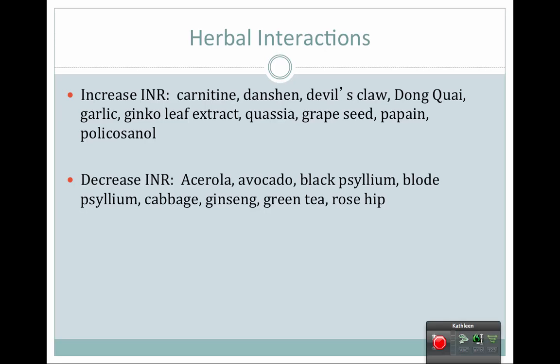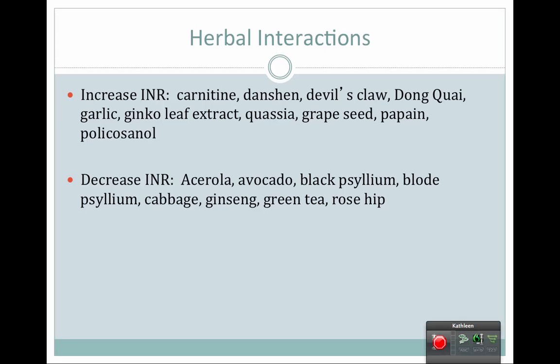Herbal interactions: carnitine, papaya juice, some of the stuff I've never heard of, grapeseed leaf extract. Here is a list. Policosanol is a mixture of primary alcohols derived chiefly from the waxy coating of sugarcane, and is used especially in dietary supplements to lower cholesterol levels.